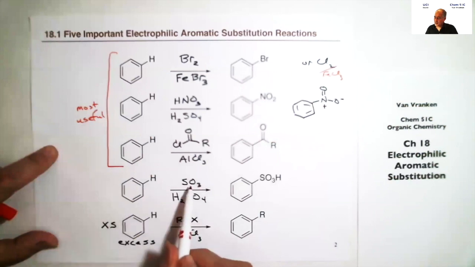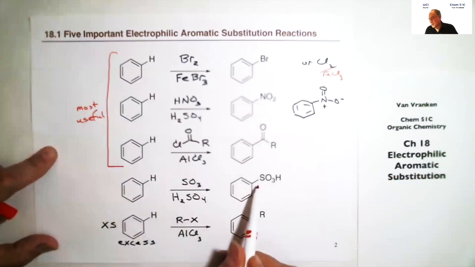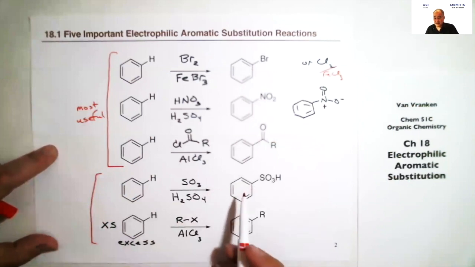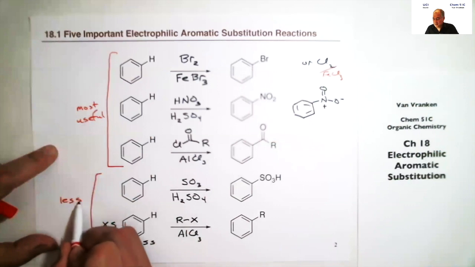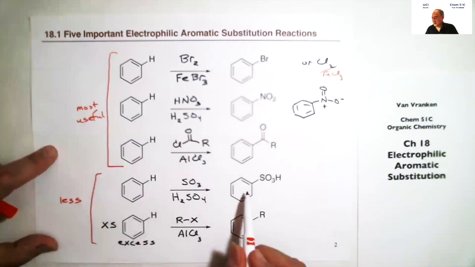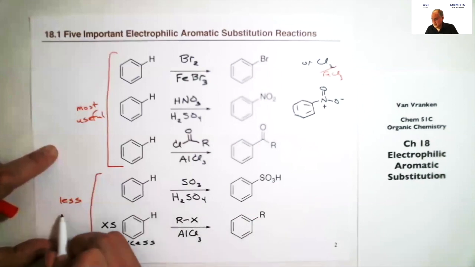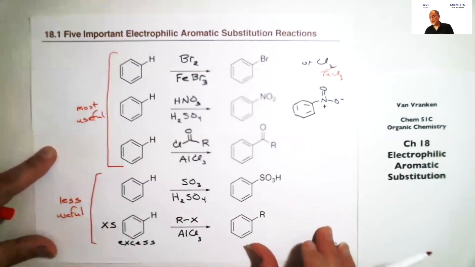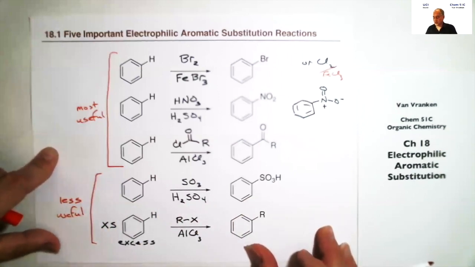The ones on the bottom, it's just not that common to make carbon-sulfur bonds attached to benzene rings. The reaction works, it's fine. It's just not that common. There are a few drugs that have it, like Viagra or sildenafil, and some others, but because it's not a very common functional group, I would say that this is a less useful reaction. You're going to see it less throughout the quarter.